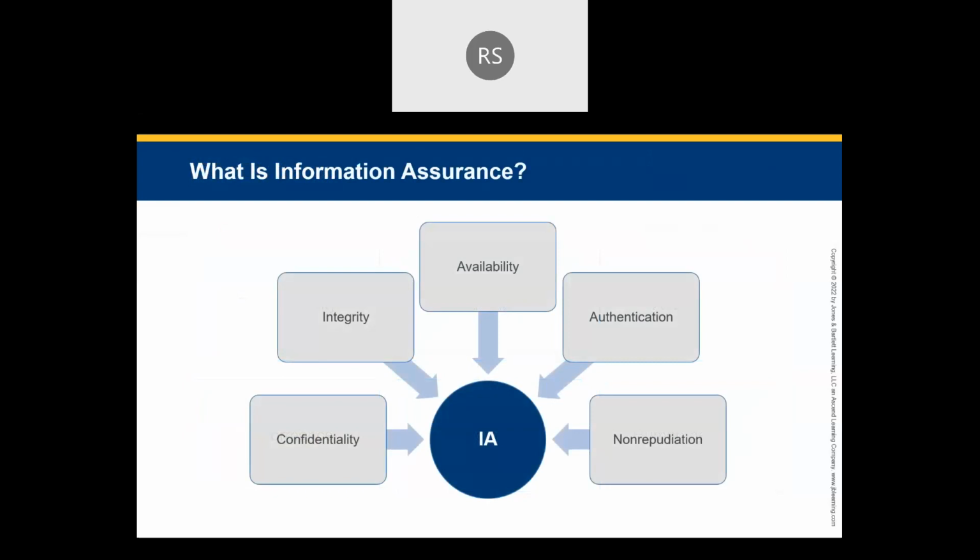Information assurance focuses on ensuring the reliability, integrity, and availability of information. There are 5 pillars of information assurance. These pillars form the foundation for establishing robust information security practices within the organization.